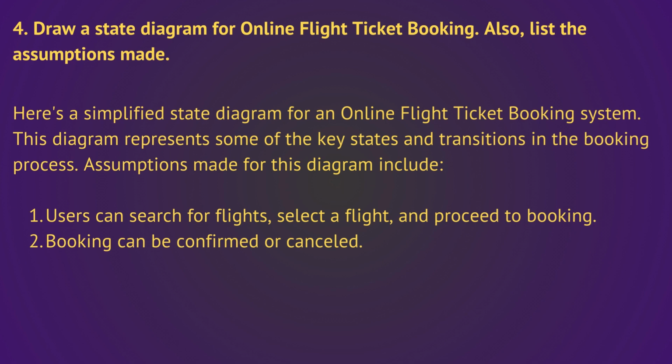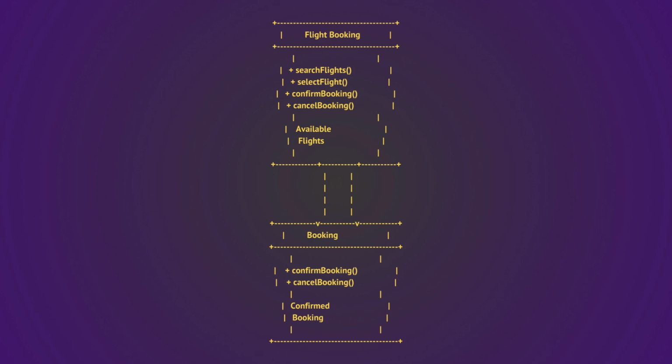Assumptions made for this diagram include: users can search for flights, select a flight, and proceed to booking. Booking can be confirmed or cancelled. The diagram representation is as follows.